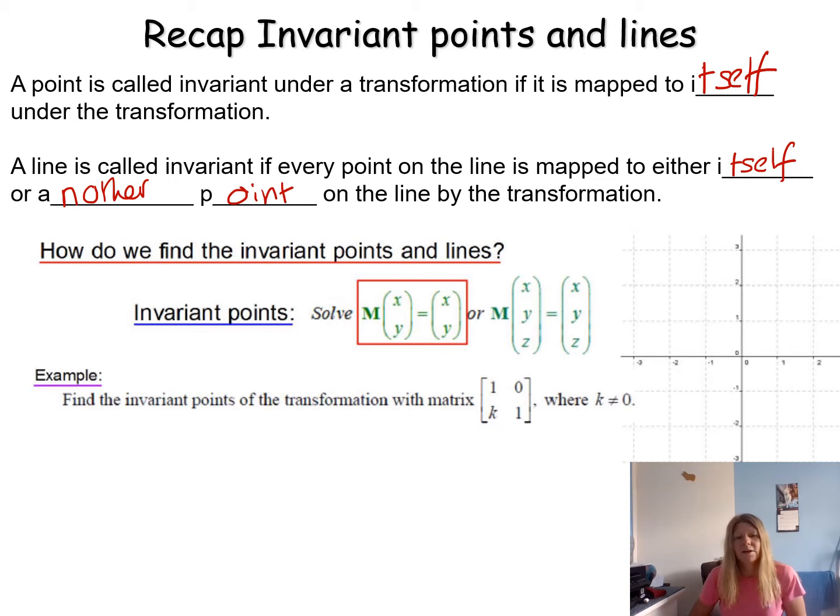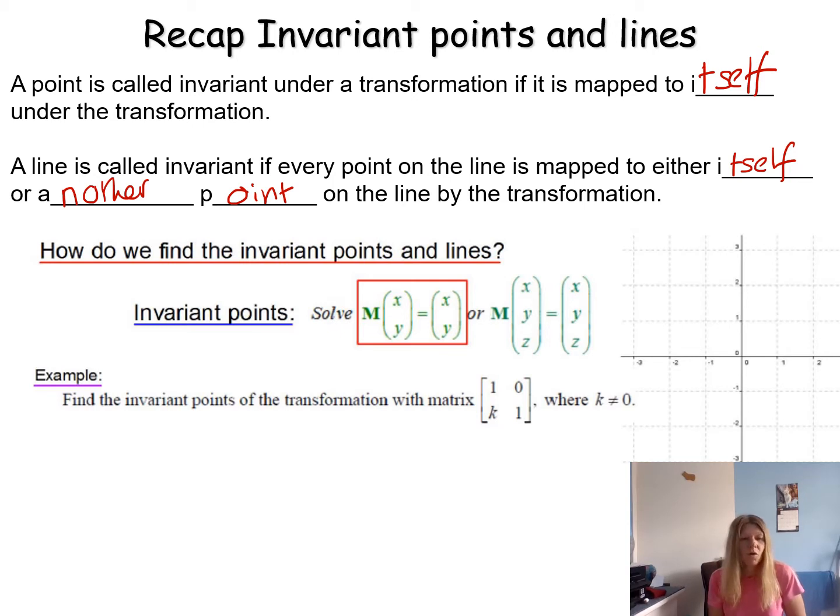So it's either a point maps to itself or a point maps to somewhere else on the same line. How do we find the invariant points and lines? Well, let's start with invariant points. So invariant points means you multiply by some matrix M, here it's a 2 by 2, and it stays the same point. Or in 3 by 3, multiply by some matrix M, 3 coordinates, and they stay the same.